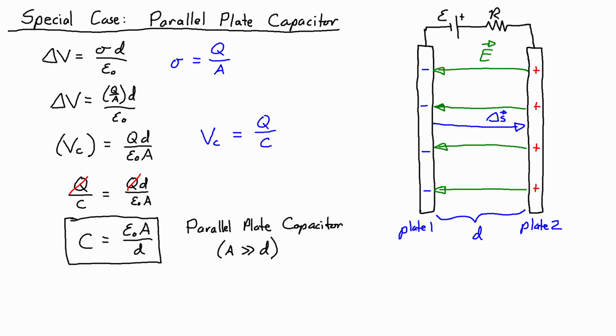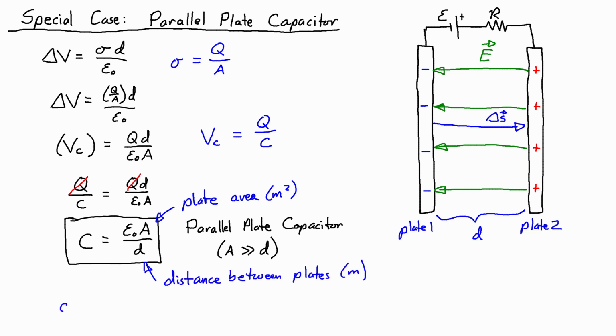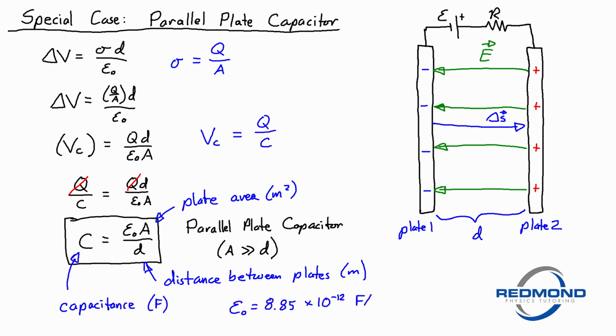Anyway, at this point, the value of this derivation is more in terms of tying a whole bunch of ideas together. And it's also helpful then to actually understand what these different terms mean. That A is the area of the plate, and that would be in square meters. d is the distance between the plates in meters. C is the capacitance in farads, and epsilon naught is the permittivity constant.